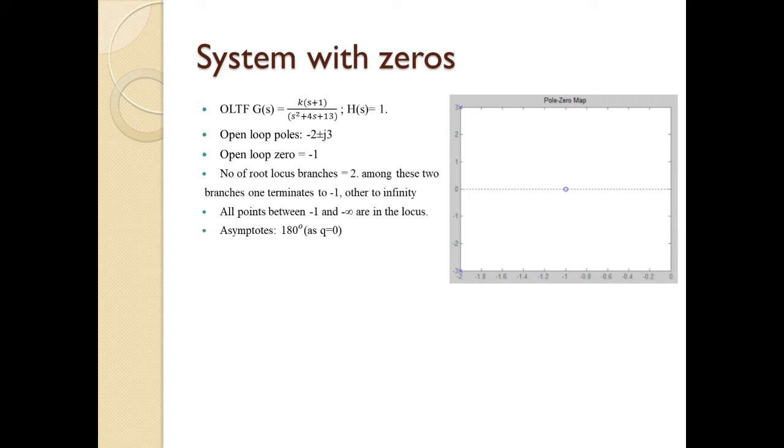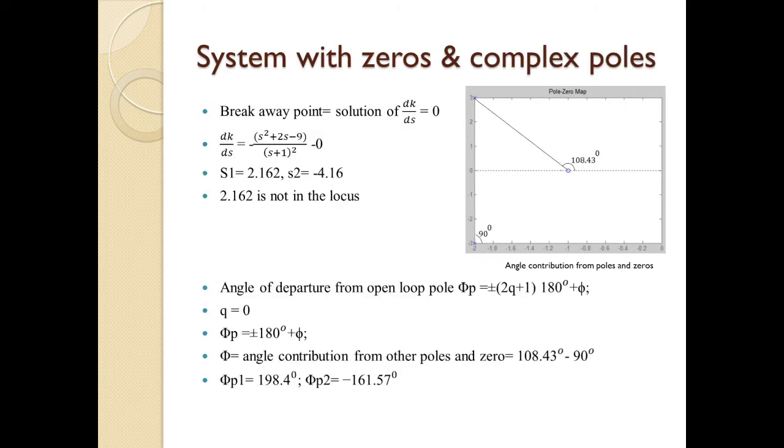So as q is equal to 0, using the formula plus minus (2q plus 1) into 180 by (n minus m), we are only getting one asymptote, that is along the 180 degree. So next we need to find out the breakaway point, and the breakaway point is the point where the multiple roots of the characteristic equation occur, and it is obtained by the solution of dK/ds equal to 0.